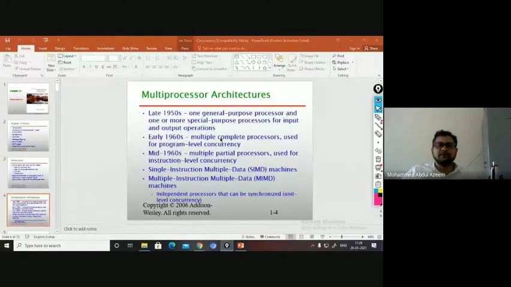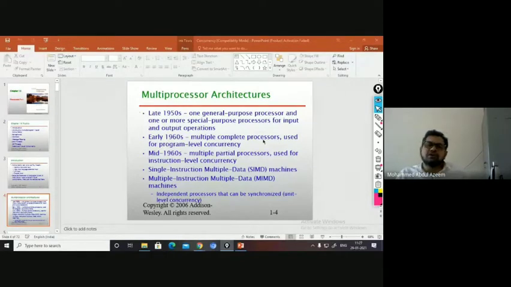If you look at multiprocessor architectures in the late 1950s, one general purpose computer and one or more special purpose processors for input and output operations were available. You may have studied computer architecture, where you will find one processor dedicated to all daily operations, but in addition there are other processors which take care of I/O operations as well as communication operations. You call it an input-output processor.